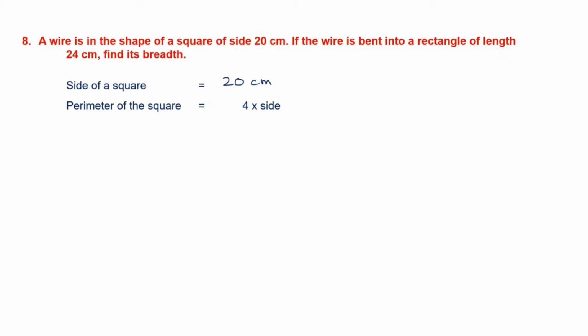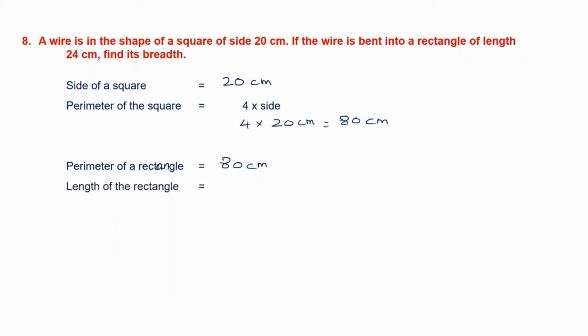So 4 into side, that is 4 into 20 centimeters, which is 80 centimeters. So this is the perimeter of the square. Now, if that same wire is going to be bent into a rectangle, the perimeter of the rectangle also will be the same. Perimeter of the rectangle will also be 80 centimeters, because it's the same wire.